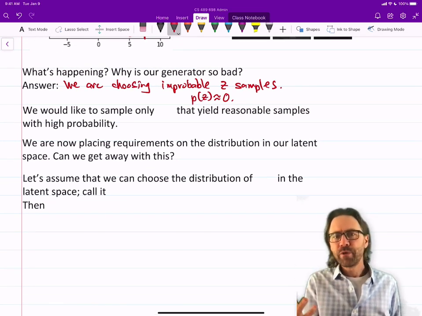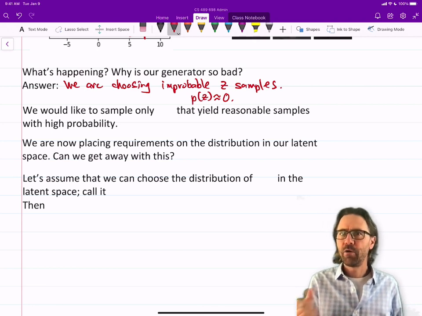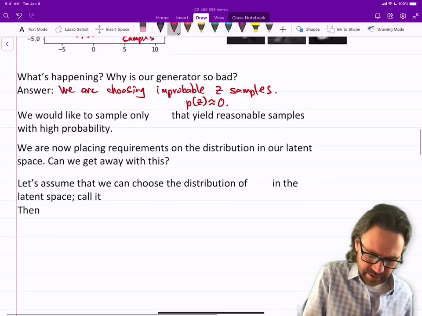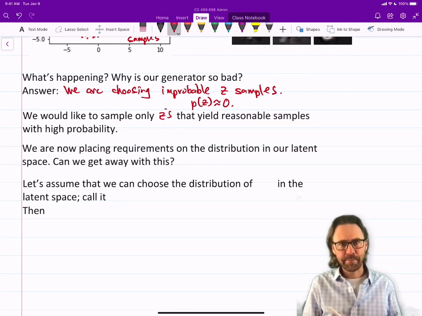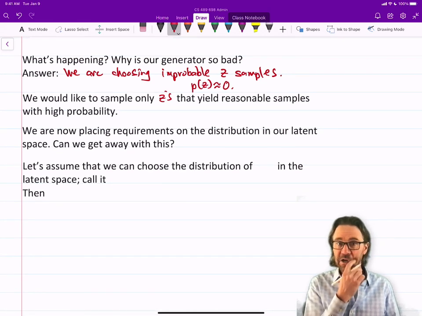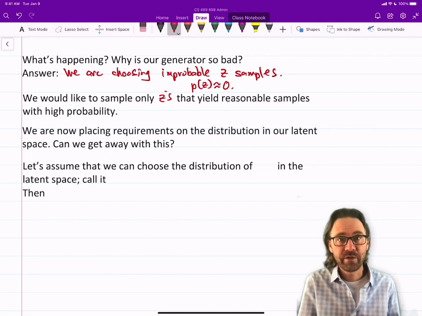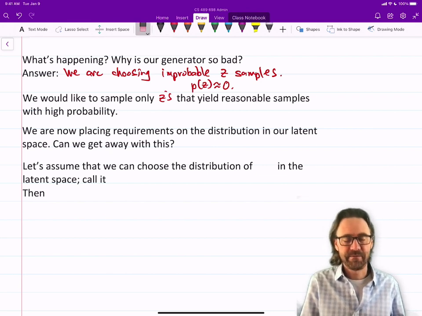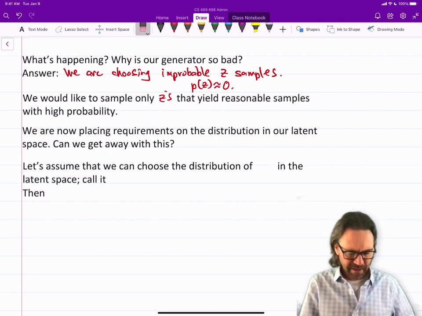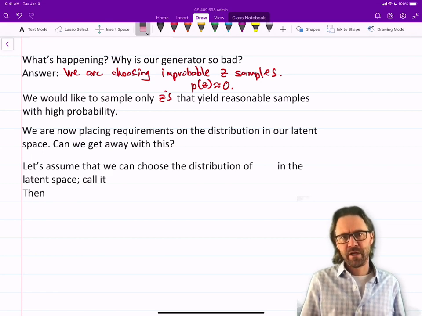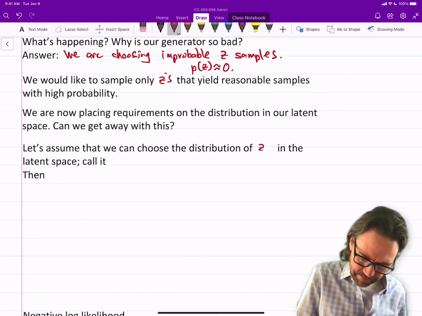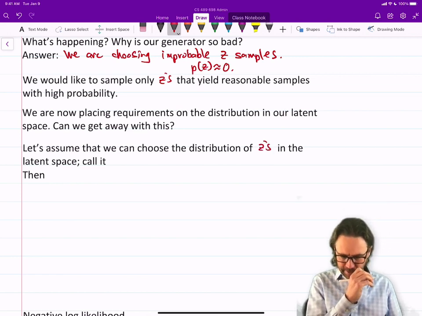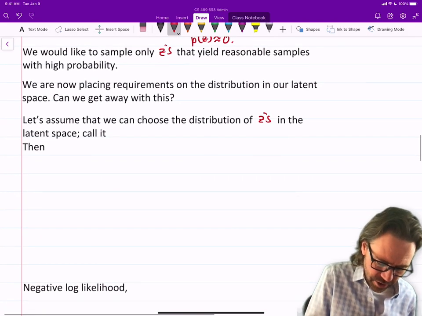Okay, we'd like a way to sample only the Z values that yield reasonable samples with high probability. So now we're placing requirements on the distribution in our latent space, and we ask ourselves, can we do this? And the answer is yes. We have enough flexibility. So let's assume that we choose the distribution of Zs in the latent space, and we're going to call this distribution Q of Z.